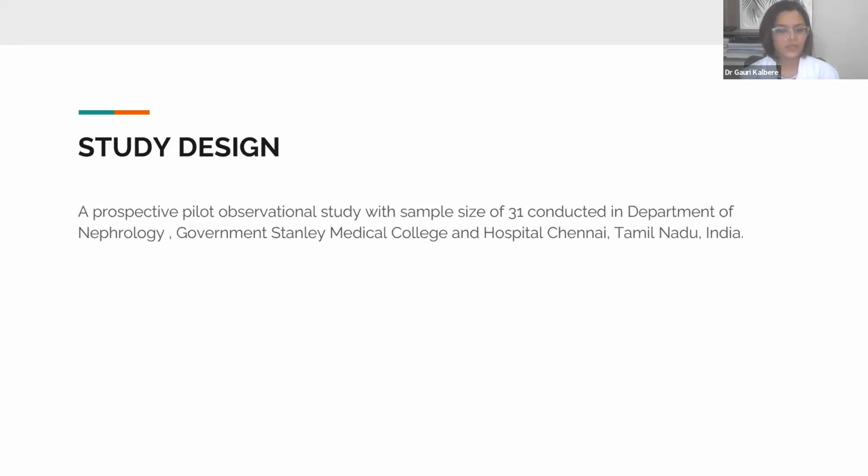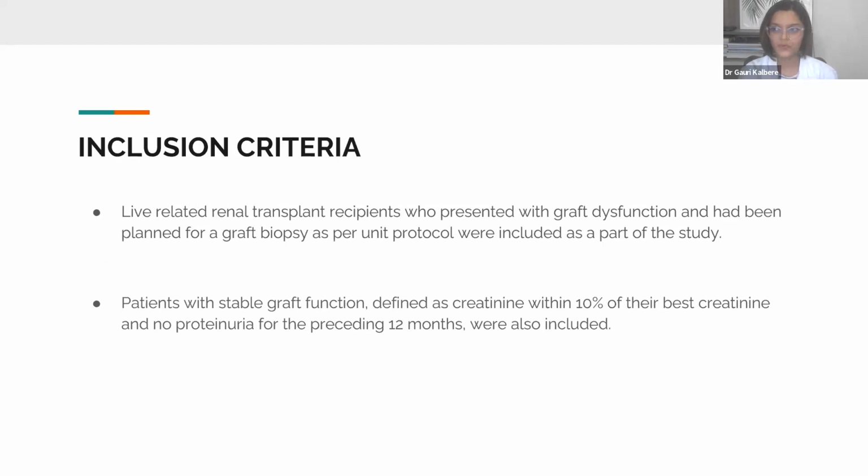How was the study designed? A convenient sample size of 31 was chosen. This was a prospective pilot observational study in the Department of Nephrology, Tamil Nadu, India. Now, what was the inclusion criteria? Live related renal transplant recipients who presented with graft dysfunction and had been planned for a graft biopsy as per the unit protocol were included.